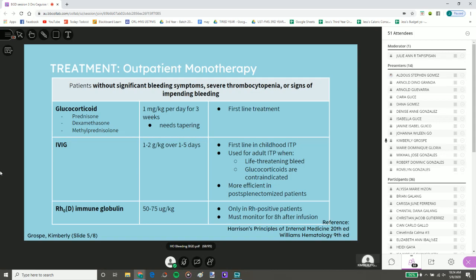Anti-RhD must be used only in Rh-positive patients. This is due to its mechanism of action of limited hemolysis. Furthermore, monitoring is required for 8 hours after the infusion because of the rare complication of severe intravascular hemolysis.